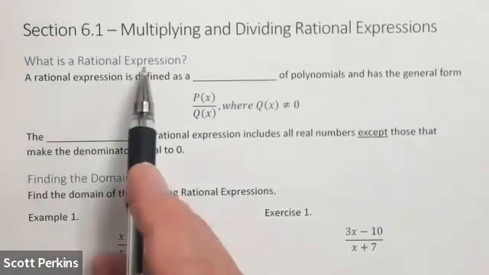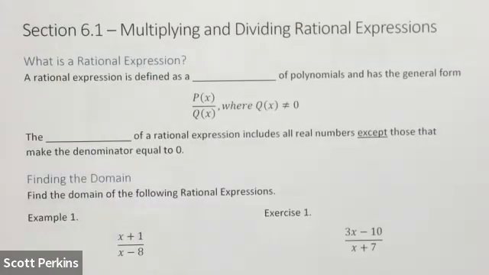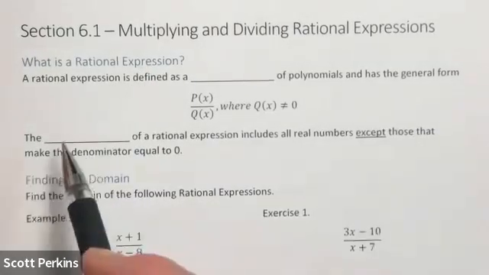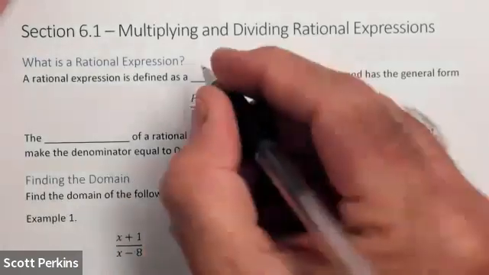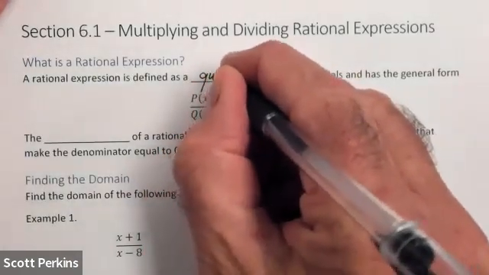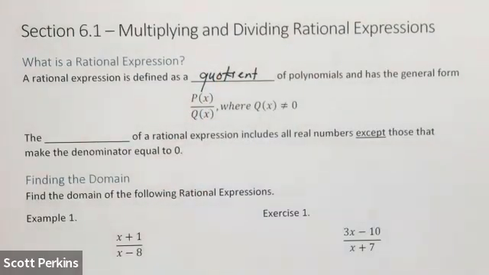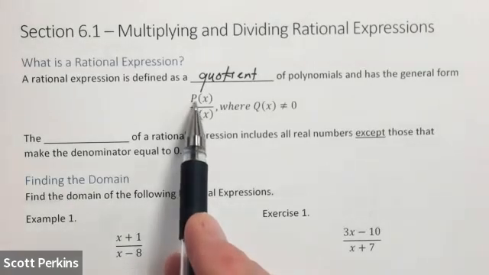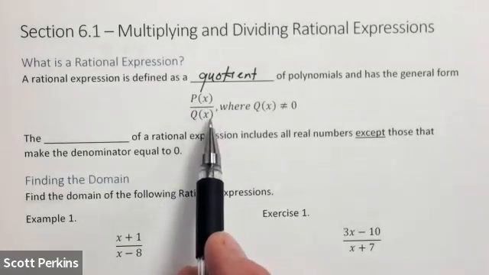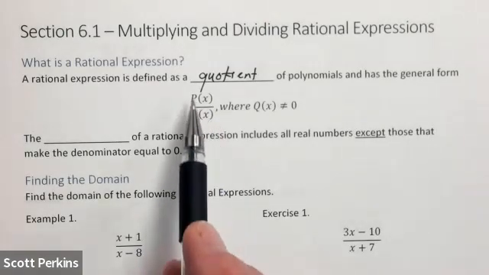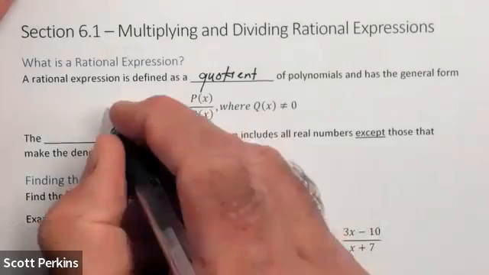So what is, first off, a rational expression? That would be a great question if you don't know what they are. A rational expression is defined as the quotient, Q-U-O-T-I-E-N-T. I know my writing was a little messy there. It's a quotient of polynomials and has the general form of a polynomial in the numerator and a polynomial in the denominator. These letters P and Q, they just represent polynomials.